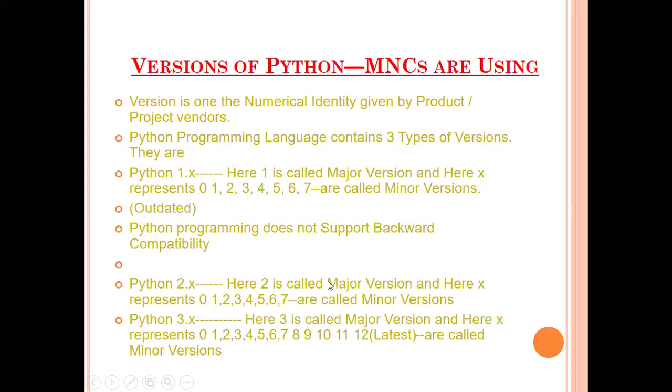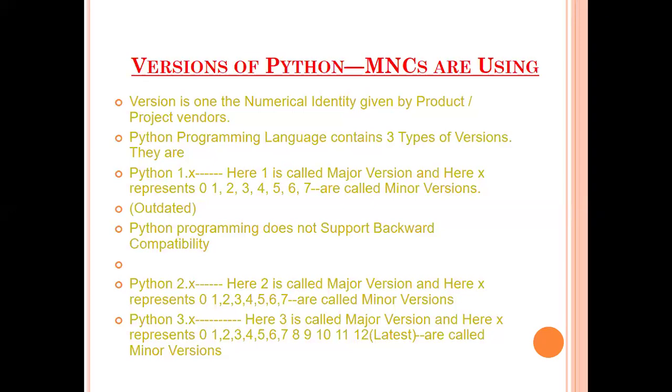Now, Python has three major versions, 1.x, 2.x, and 3.x, where 1 is the major version and x represents the minor version. Like if I write 1.1, 1 is the major version and 0.1 is the minor version, meaning minor changes are taking place in the major version. Python 1.x is outdated nowadays and does not support backward compatibility, so we cannot proceed with Python 1.x. Now, second is Python 2.x, where 2 is the major version.